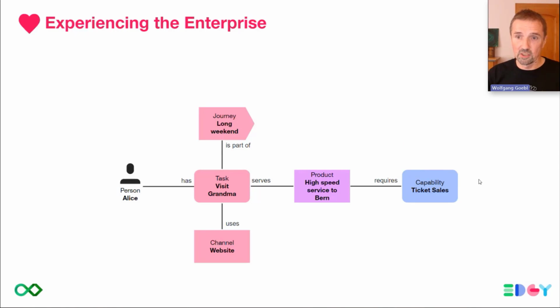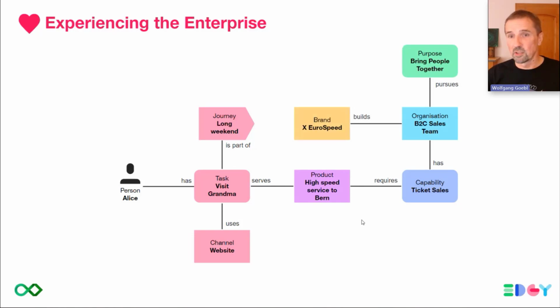Yeah? So what you see here is a product requires a set of capabilities. Of course, you need more to deliver a high-speed train. So think about your capability first and which product you need, which capabilities you need to produce which product, and then think about the org structure you need. That's one of the tricks we use in EDGY.